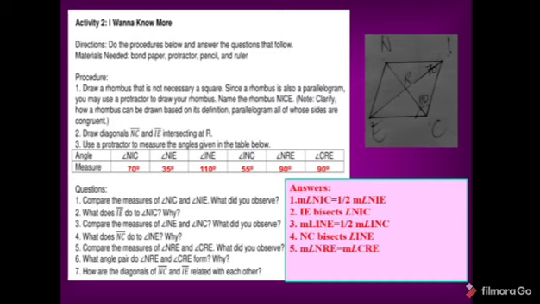You're correct. Measure of angle NRE is equal to the measure of angle CRE. As you look into the illustration, that's it. Now, number 6, what angle pair do angle NRE and angle CRE form, and why? Perfect. Angle NRE and angle CRE form a linear pair.